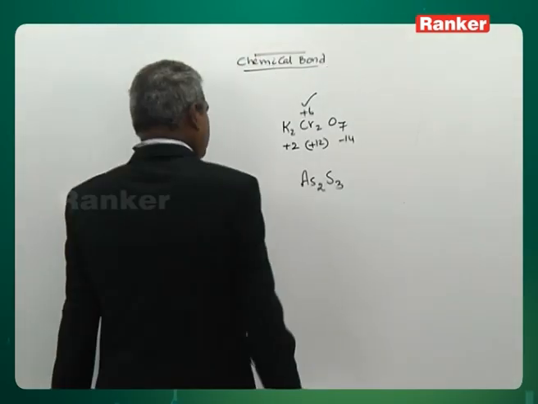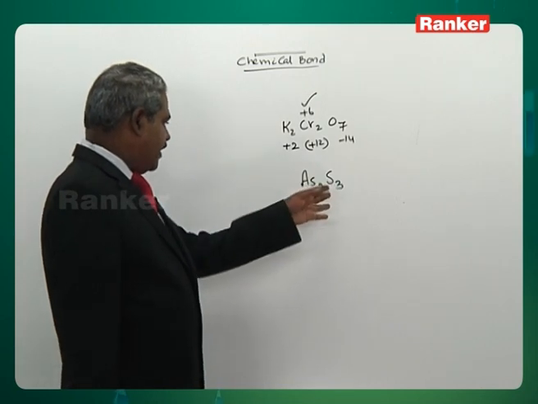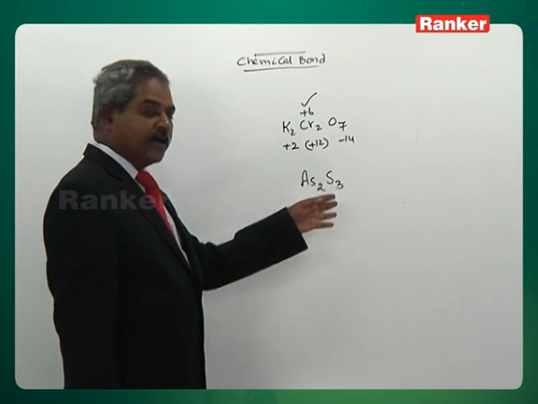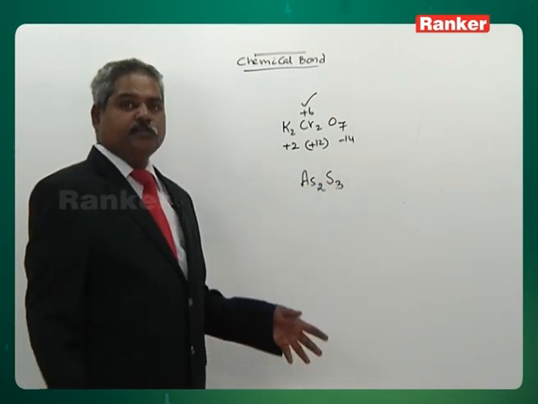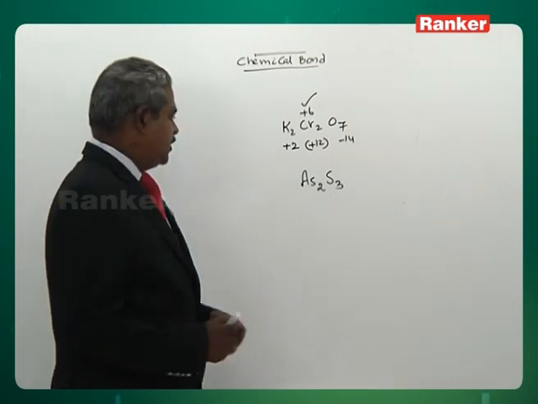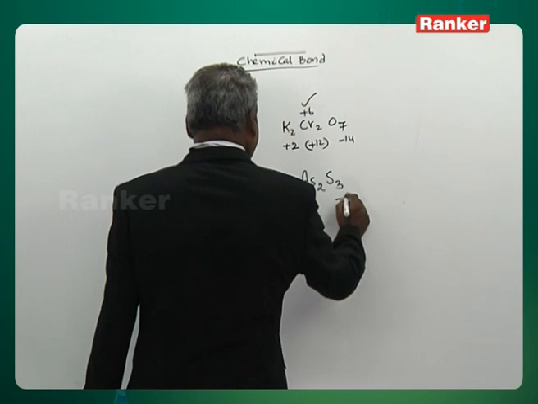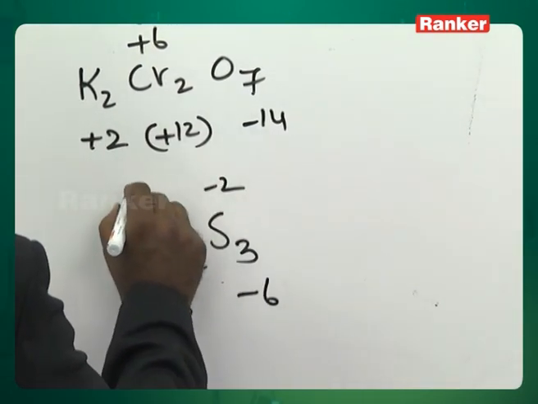As2S3. Once again, you don't have any fixed element, but this is a sulfide here. Between arsenic and sulfur, arsenic is a half metal, sulfur is a non-metal. Who can be minus? Sulfur only can be minus. When sulfur is minus, it is generally minus 2. Therefore, you take minus 2 for sulfur, minus 6, plus 6. Each sulfur minus 2, each arsenic plus 3.